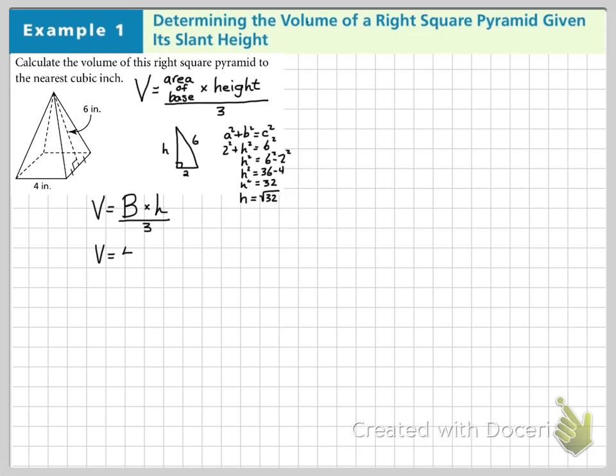Now we can say the volume is the area of the base, which is 4 squared, times the height of root 32, divided by 3. It's easier to work with on our calculator. So the volume is going to be 30.1698, or approximately 30 cubic inches, rounded to the nearest cubic inch.